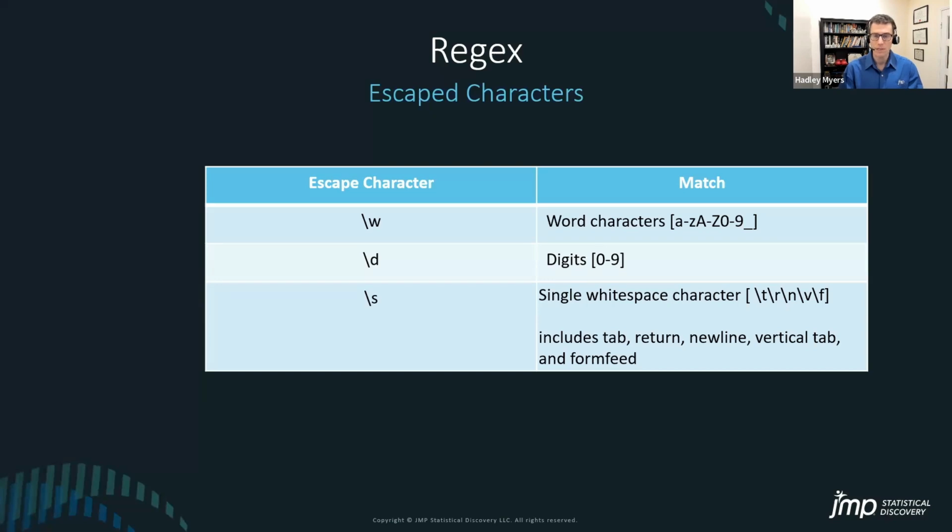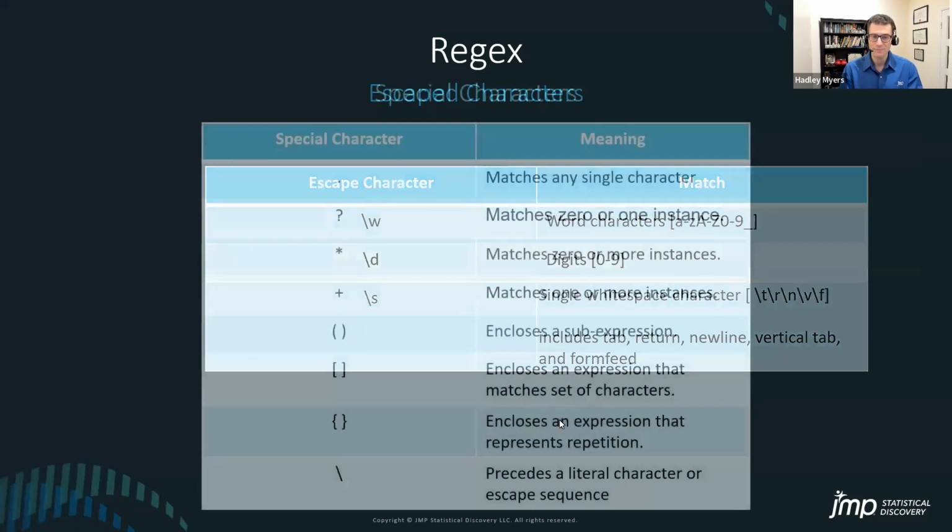Digits can be expressed in their actual form, or they can be expressed generally as /D. And then /S refers to a single white space character, including tab, return, new line, vertical tab, and something called form feed. So probably some of you watching know what that means.